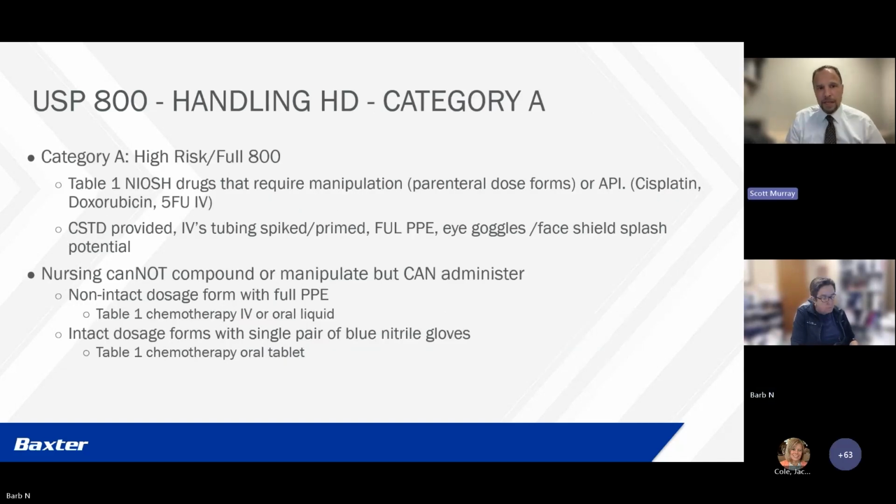And then there's category A and B. And of course, category A is the fact that you have your table 1 drugs, and if a nurse is giving something that is not in a full final dosage form, they would not be able to manipulate that or compound that. You want to think of anything that's an injection or liquid, or even think of something like a drug tablet that's a hazardous drug and it needs to be crushed.